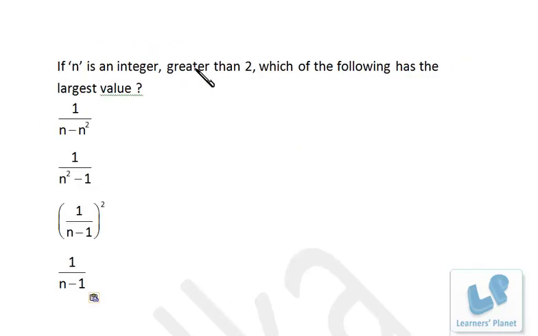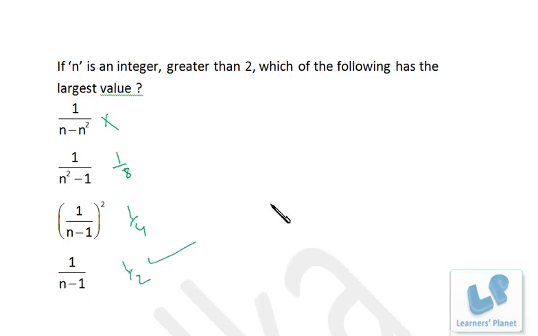Now let's see, if n is an integer greater than 2, which of the following has the largest value? Simply nothing to do, just take a value of n that is greater than 2. Suppose you take 3, right? And quickly solve it rather than analyze each and every option and eliminating. Just keep on solving, because if you put n equal to 3, it's very easy to solve, right? Now 1 upon 3 minus 3 square, you will be getting a negative value. Discard it. 1 upon 3 square minus 1, so 1 upon 8. Now 1 upon 3 minus 1, that's 2 square, so that's 1 upon 4, and 1 upon 2, right?